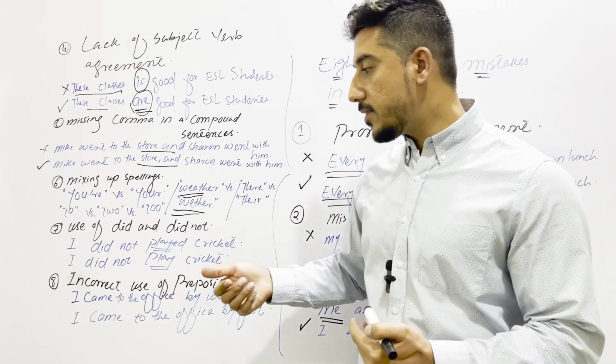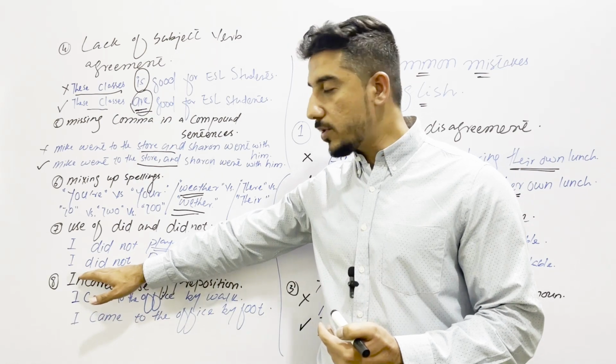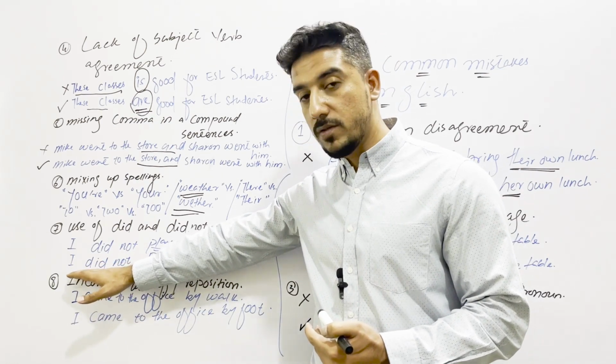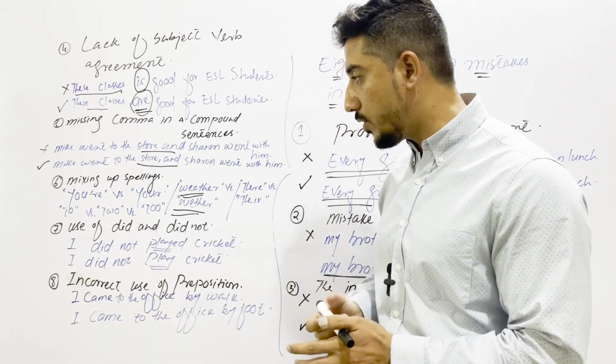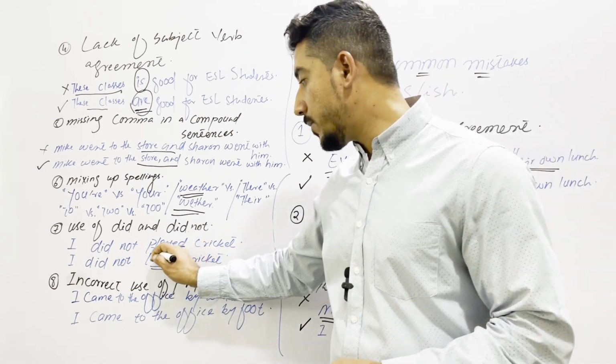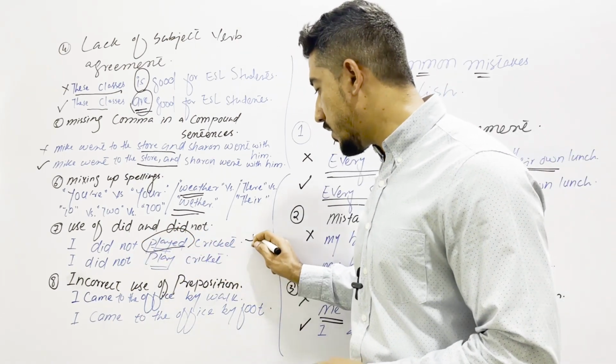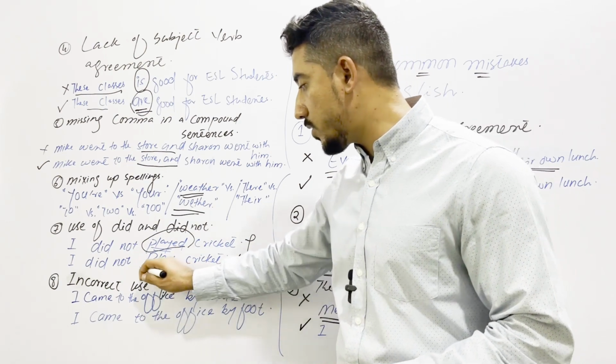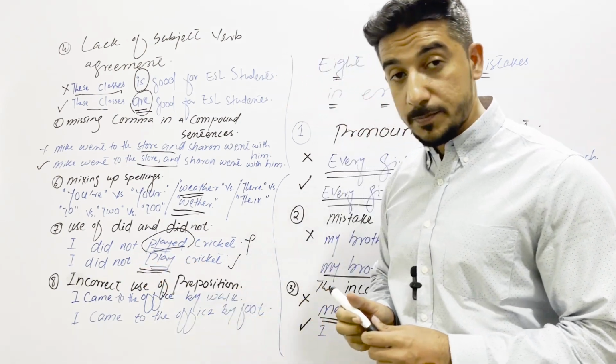So "does" or "do" changes to "did." Once the second form of the verb is used, then we are not supposed to use the second form of the verb again in the sentence. So this sentence is incorrect and this is correct because we have the base form of the verb here.